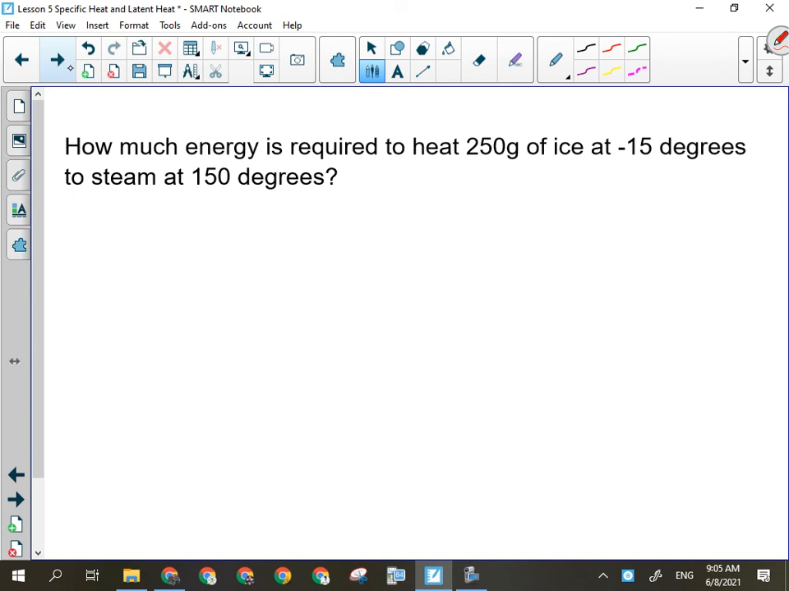Sorry, I missed that. The number is 2,260 joules per gram. What was that? 333 is the latent heat of fusion. That's for melting and freezing.